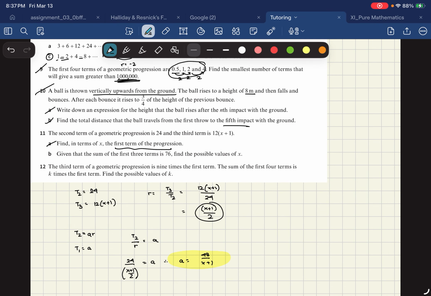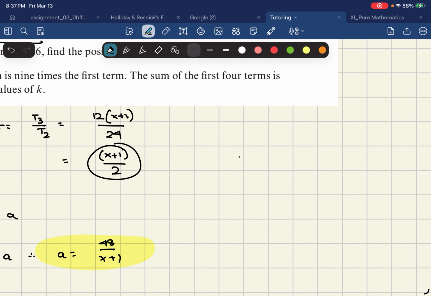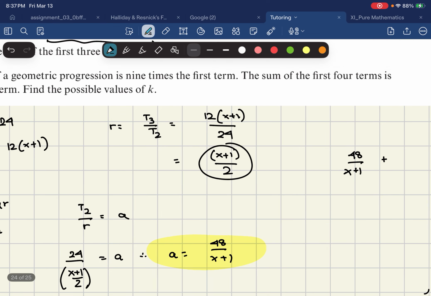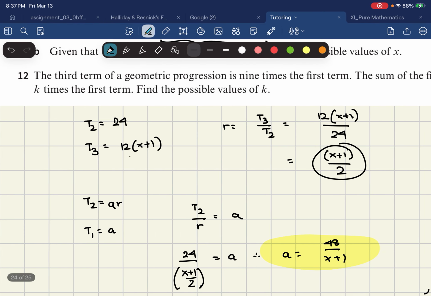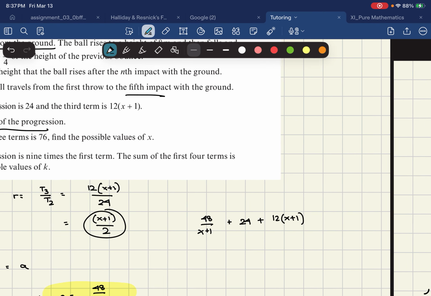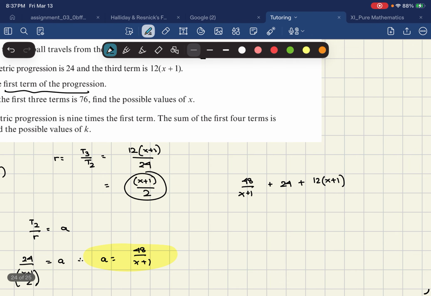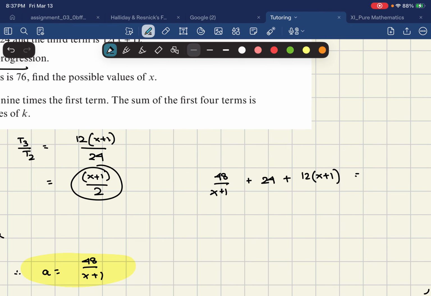Given that the sum of the first 3 terms is 76, find the possible values of x. So I know that 48 over (x plus 1), that is the first term. The second term is 24. The third term is 12(x plus 1), right? All right, and it says the sum of these 3 terms is 76.